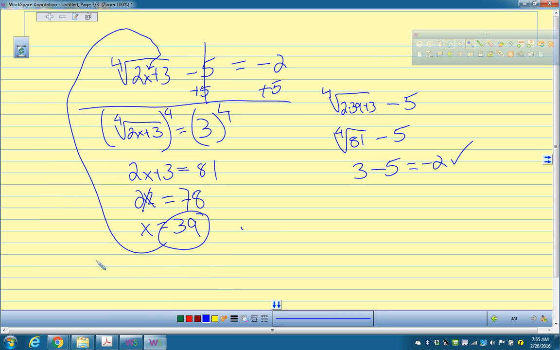Good with that one? You ready to do another? A trickier one? No, let's keep it about the same level. We're going to level 1.2.